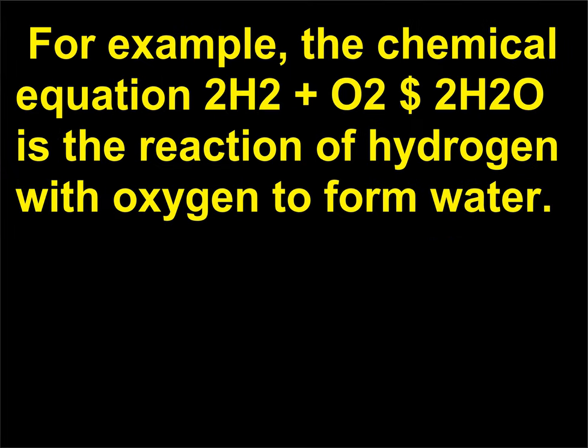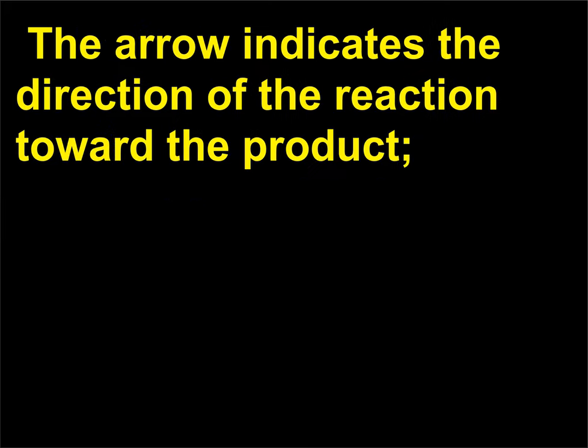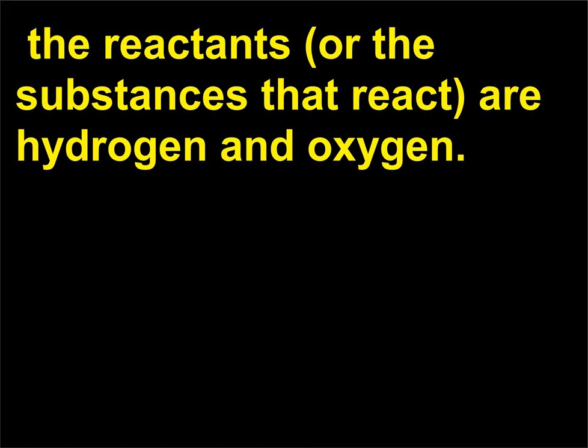For example, the chemical equation 2H2 + O2 → 2H2O is the reaction of hydrogen with oxygen to form water. The arrow indicates the direction of the reaction toward the product. The reactants, or the substances that react, are hydrogen and oxygen.